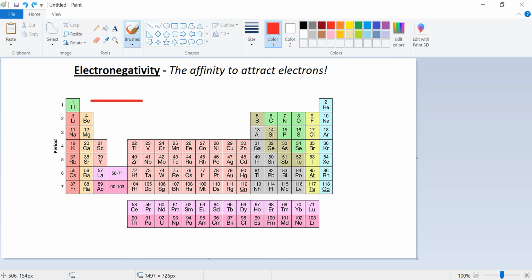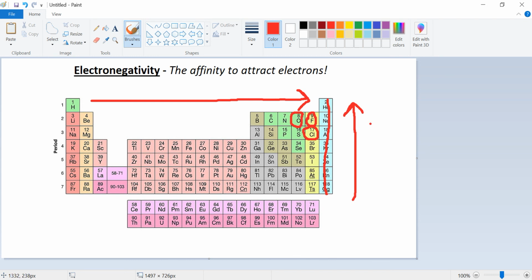The farther right you go on the periodic table, the more electronegative you get. The farther up you go on the periodic table, the more electronegative you get. And we, of course, have to exclude the noble gases. They don't count. And so if you look here, the most electronegative element is fluorine. But we also have oxygen and we have chlorine.